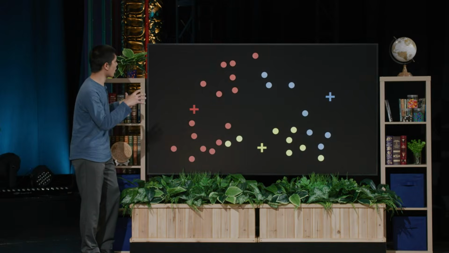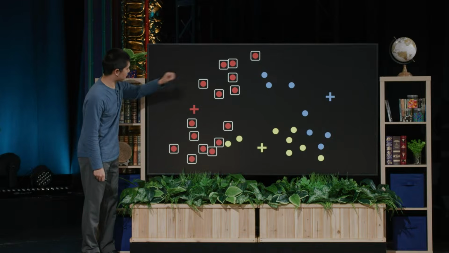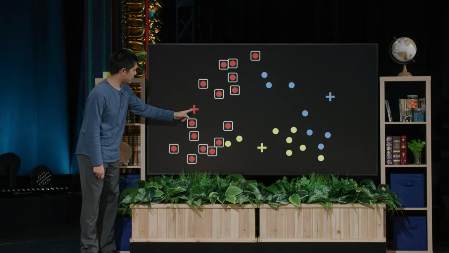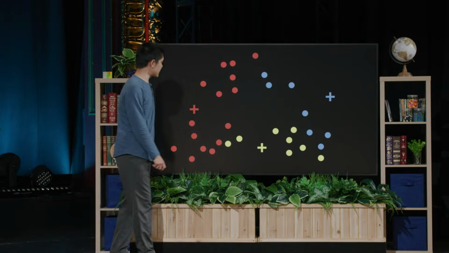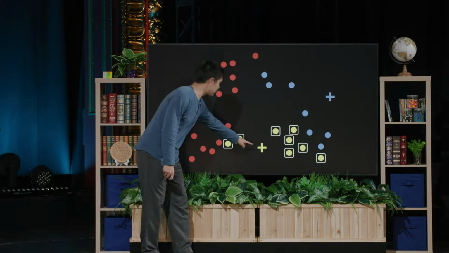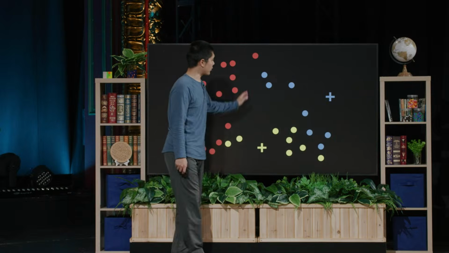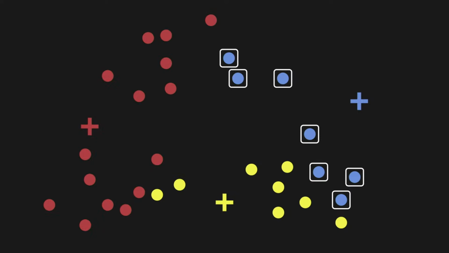And so if we do that for all of the points, we end up with something like this. So all of these points that I've highlighted here, their nearest cluster centroid is this red one here. So they all belong to the red cluster. And then down below, we have all of these points here. Their nearest cluster centroid is this yellow one. So they all belong to that yellow cluster, at least for now. And then we have one more cluster over here. All the blue points, they form a third cluster.